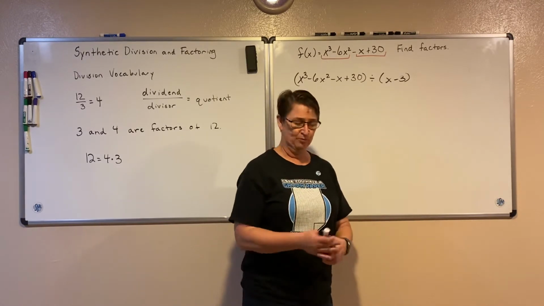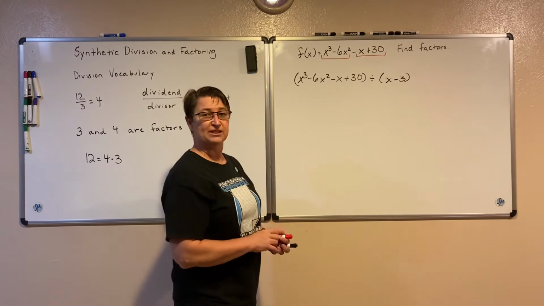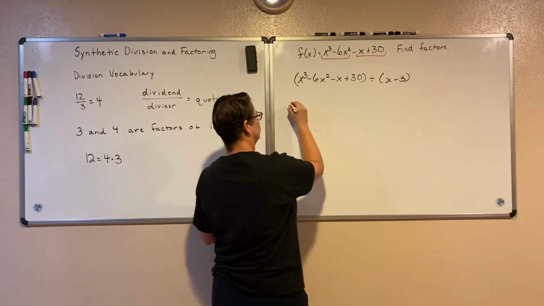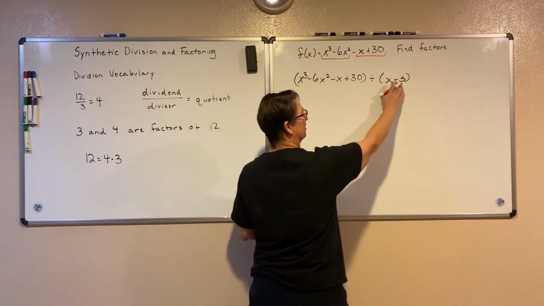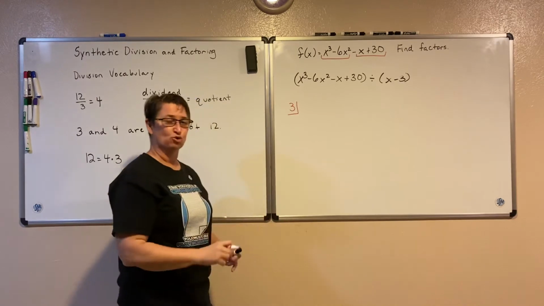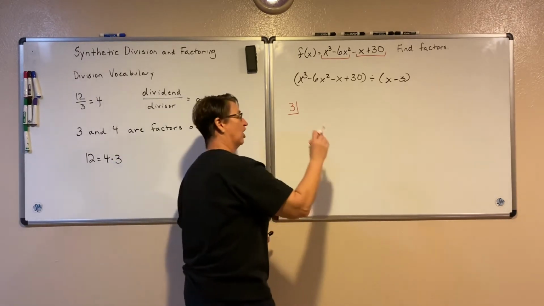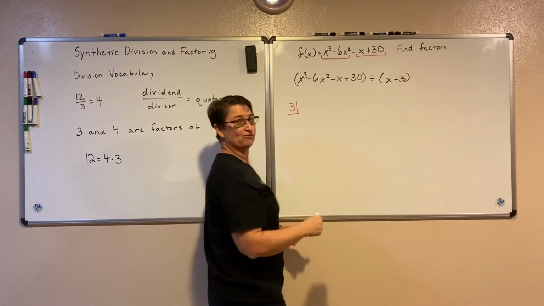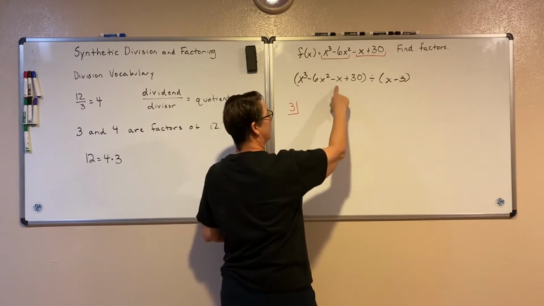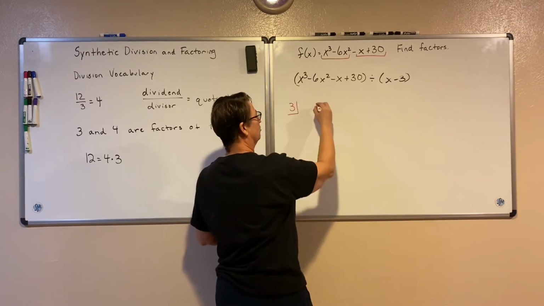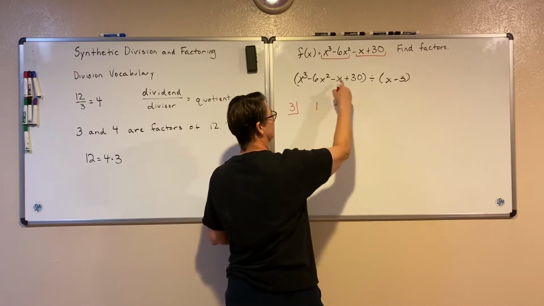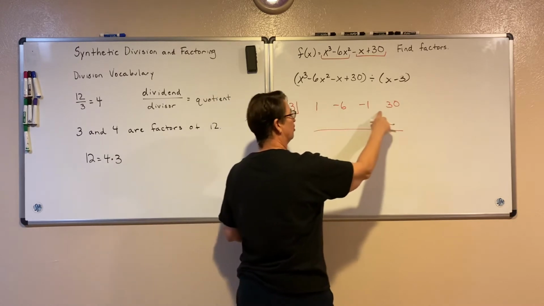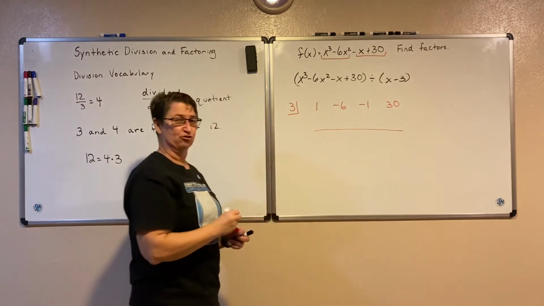Remember with synthetic division that we change this sign from subtraction to addition. From whatever the sign is, we change that so that we don't have to subtract throughout our division. Remember when we did long division, we had to subtract each time. But because we changed the sign here, we're not going to have to do any subtraction. Then I'm going to write down the coefficients of my polynomial: 1, -6, -1, and 30. So here I have my polynomial. I'm dividing by that x minus 3.